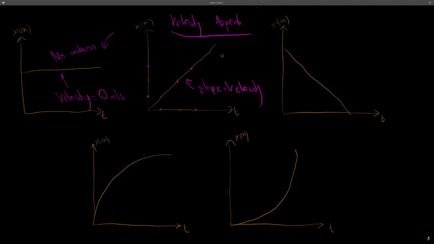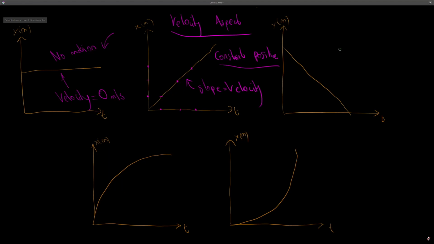And where is the object moving? Since we're mentioning velocity, we need to mention the direction. And since it's moving upwards, it's moving in the positive direction. So here it's constant motion in the positive direction.